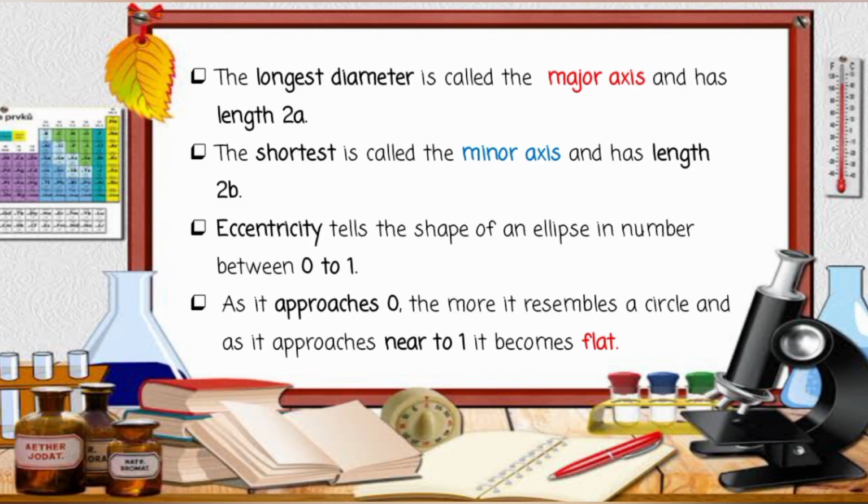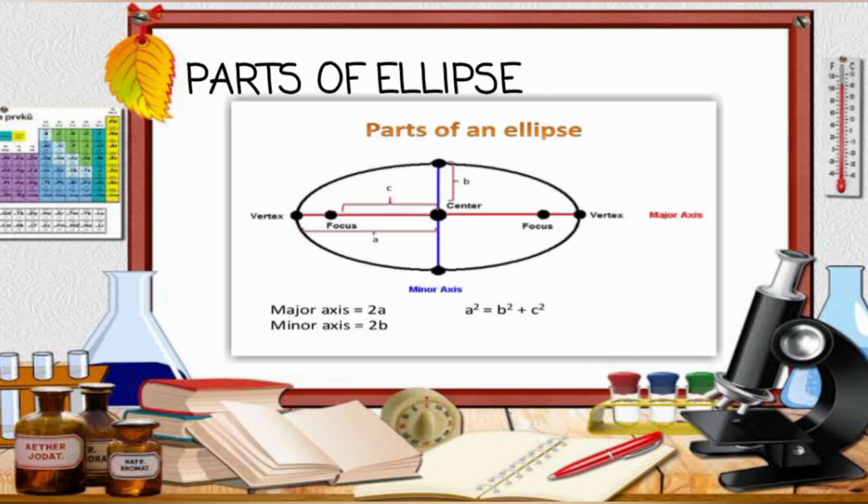The longest diameter is called the major axis and has a length of 2a. The shorter diameter is called the minor axis and has a length of 2b. Eccentricity tells the shape of an ellipse and is a number between 0 and 1. As it approaches 0, the more it resembles a circle, and as it approaches 1, it becomes flat. So, we have the parts of an ellipse.